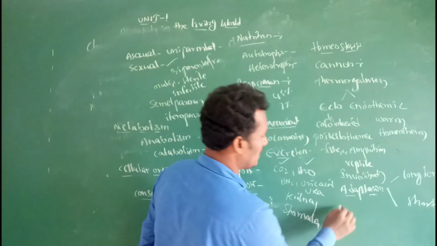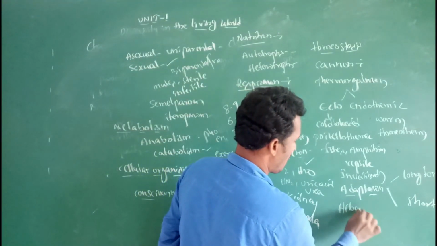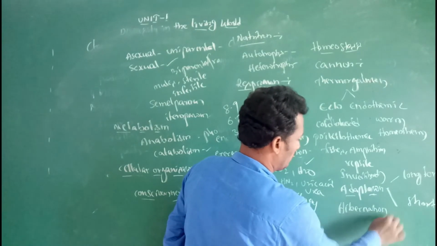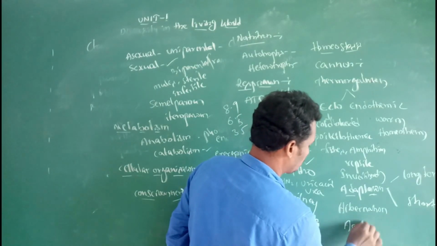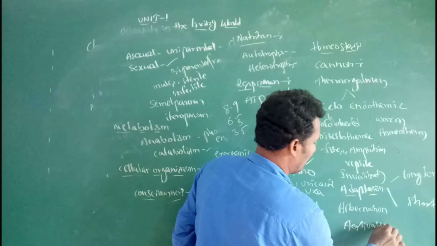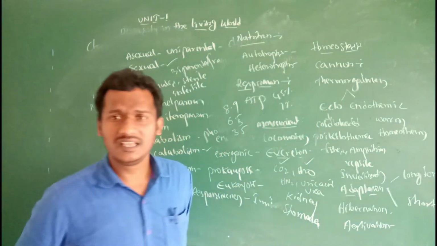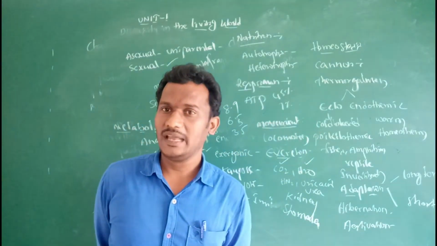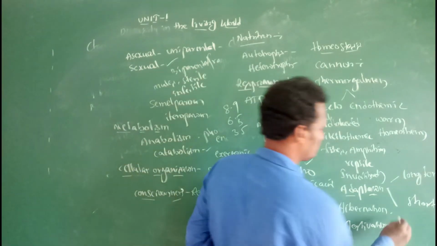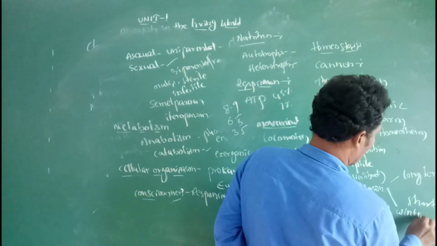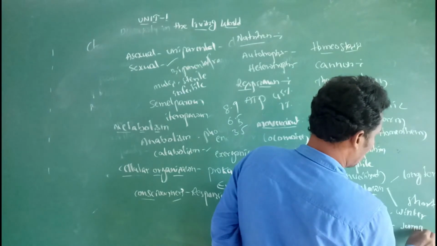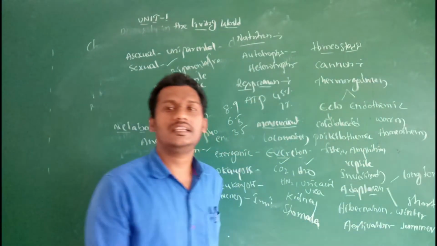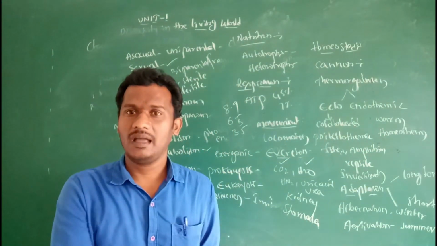Short-term adaptations are of two types: hibernation and estivation. Hibernation is also known as winter sleep, and estivation is known as summer sleep. So winter sleep and summer sleep are adaptations.